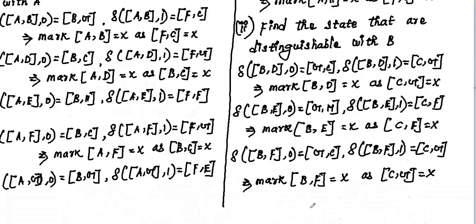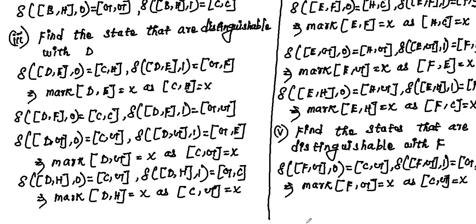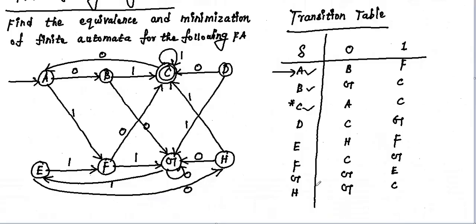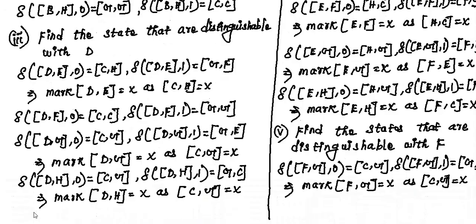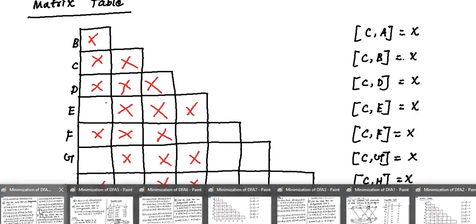And the next pair is DH 0. Look at the transition table. DH 0 is CG. DH 1 is GC. Here GC. In these two answers we already put a cross mark in the first step. So mark DH cross mark because C comma G is a cross mark. Go to the matrix table. DH cross mark. Then move to the next step.